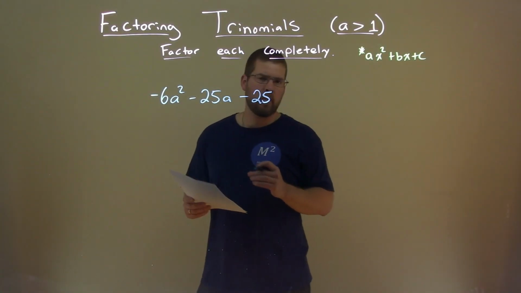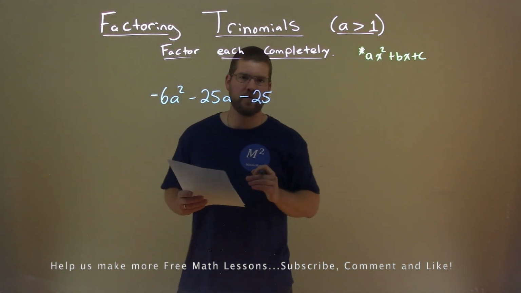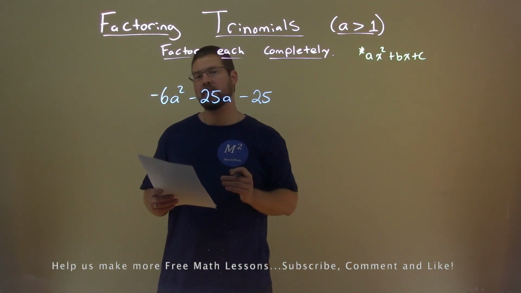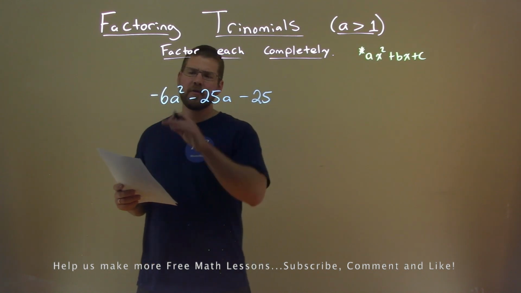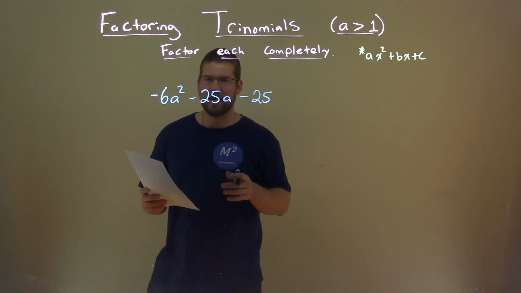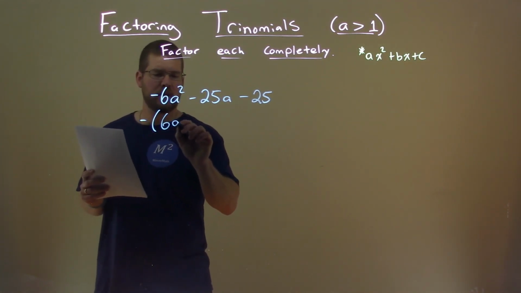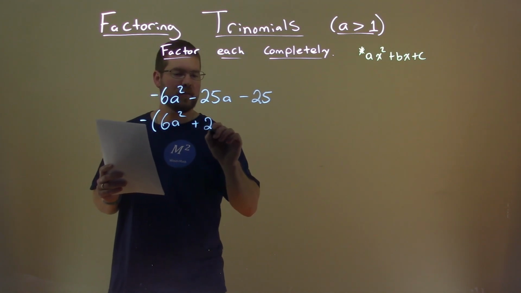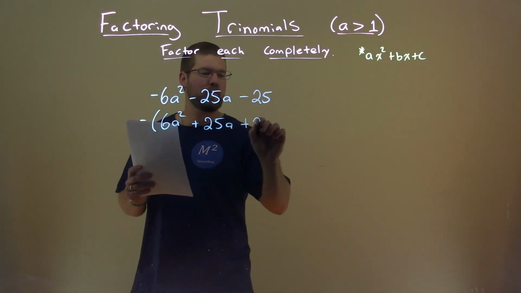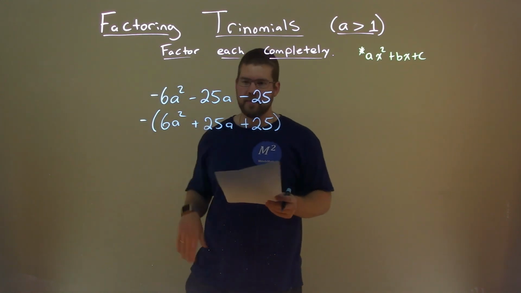We're given this problem right here. Negative 6a squared minus 25a minus 25, and we need to factor this completely. First thing I'm looking at here is I don't like a negative a value. It's not my cup of tea. So I'm going to pull that out. Negative, and then we have 6a squared plus 25a plus 25. Much easier to deal with, in my humble opinion.